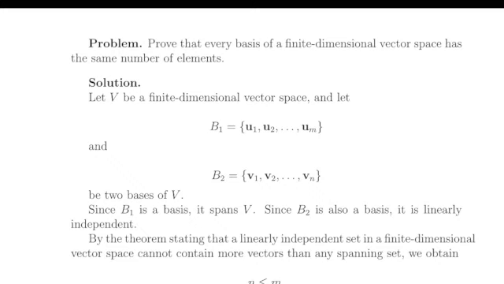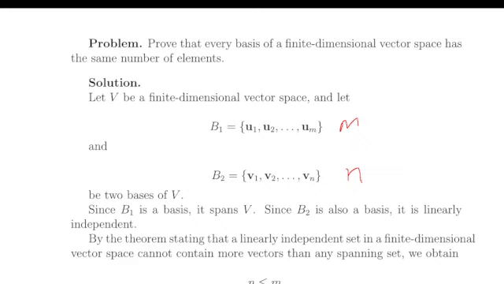In this video, we want to prove that every basis of a finite dimensional vector space has the same number of elements. So we're going to introduce two bases inside a finite dimensional vector space V. So base 1 is u1, u2 all the way up to um. So this has m vectors. And for base 2, it's v1, v2 all the way up to vn, which has n vectors. And so these are the two bases of V.